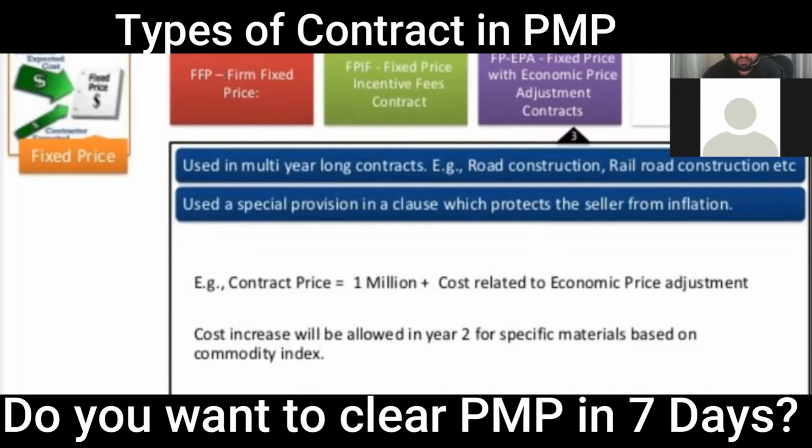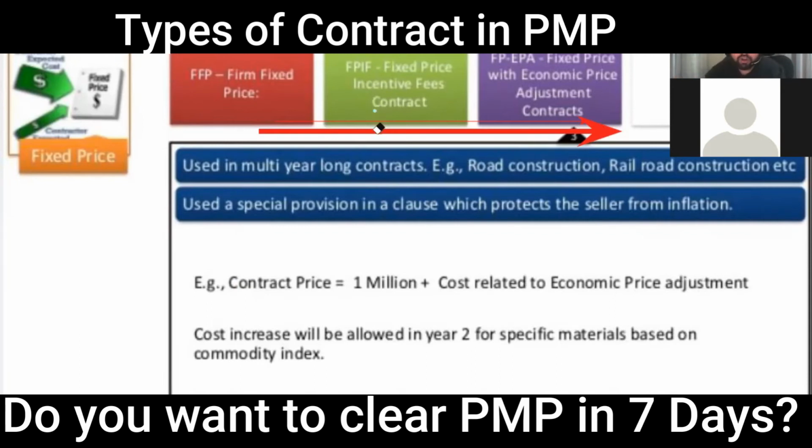If I talk about the risk for buyer or seller, in fixed price, here the risk is maximum. In firm fixed price, the risk is maximum for the buyer. Sorry, I think I misspoke. In firm fixed price, the risk is maximum on the seller. As we go from firm fixed price to economic price adjustment, the risk decreases on the seller.